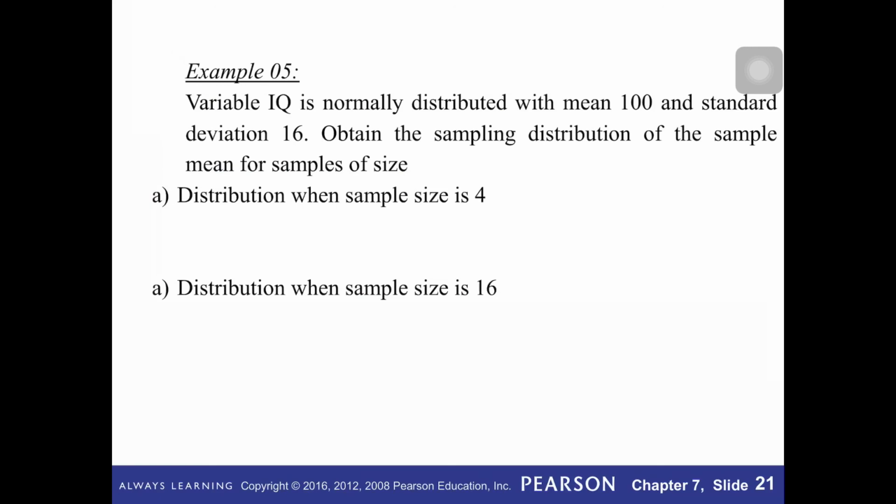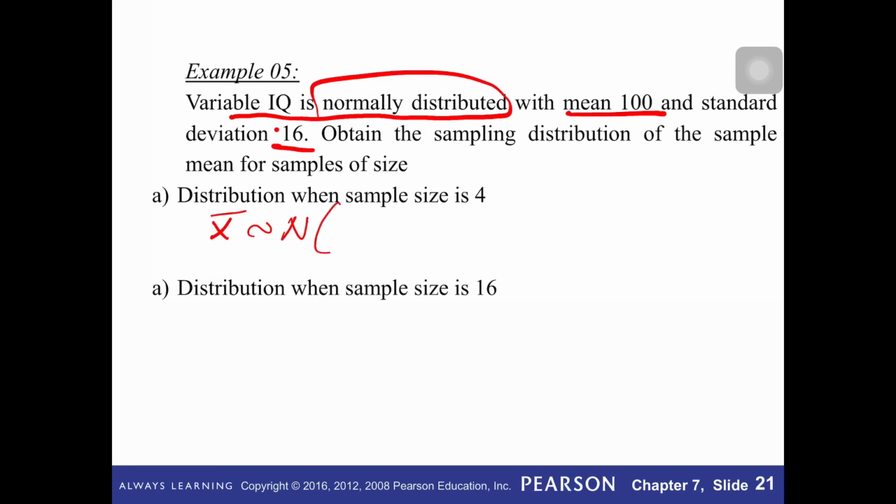Okay, let's check this one. The variable IQ is normally distributed with mean 100 and standard deviation 16. Obtain the sampling distribution of the sample mean for a sample of size 4. The IQ variable is normally distributed, so it doesn't matter: the distribution of x bar is also normal, with the same mean. What about the standard deviation? It should be the population standard deviation over square root of n.